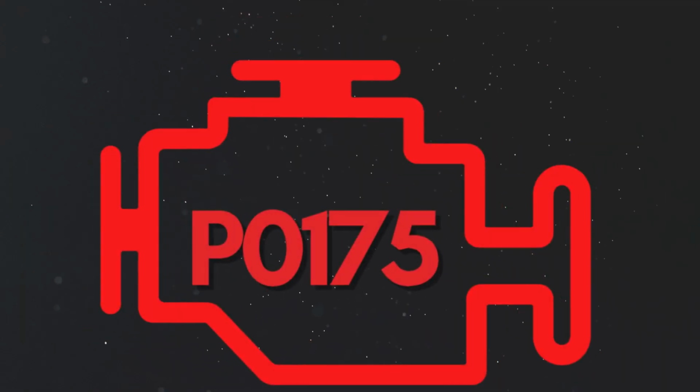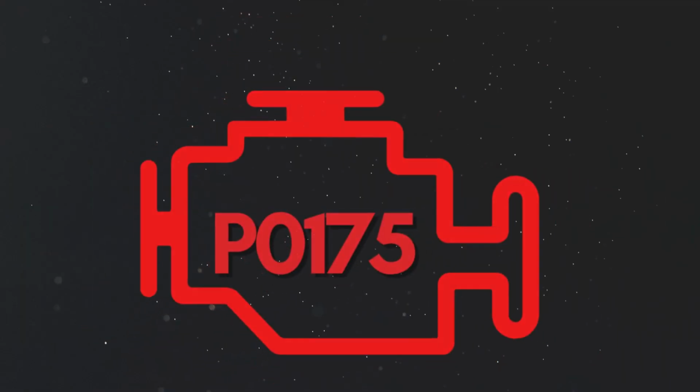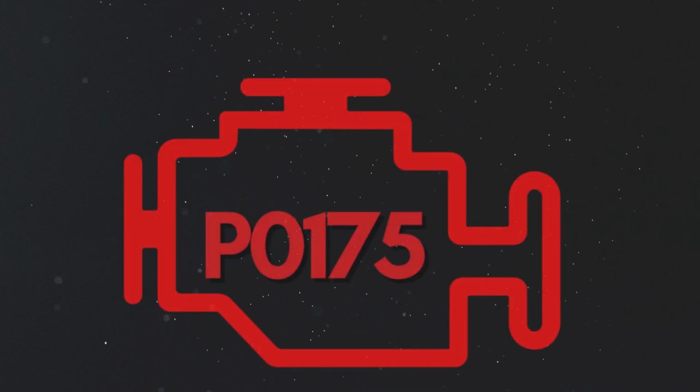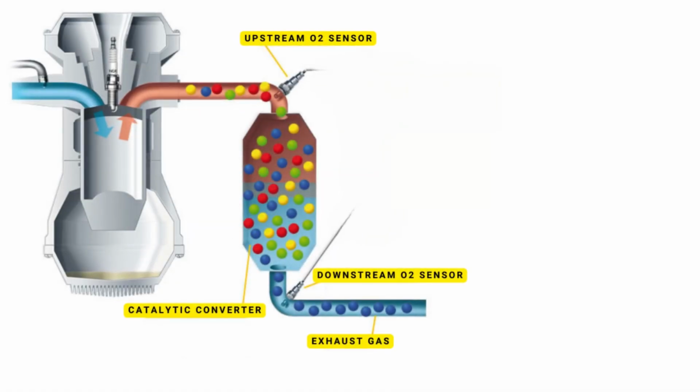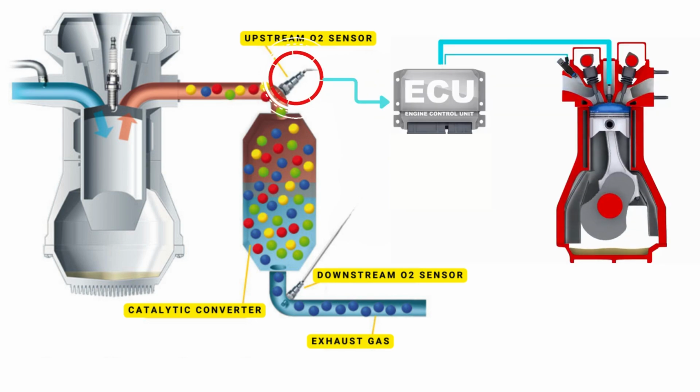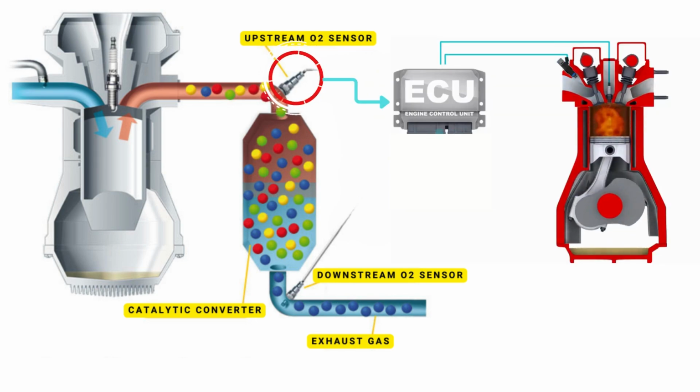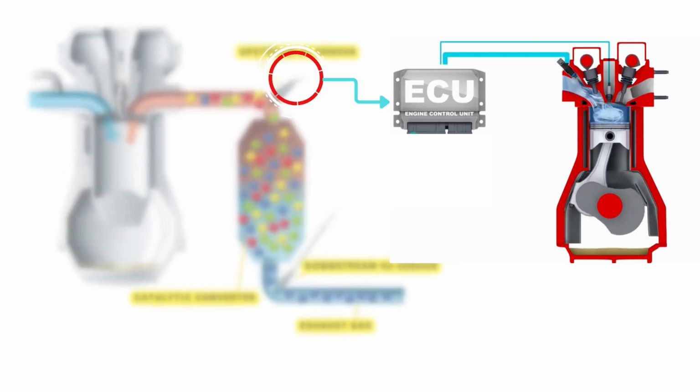Now let's dive into the details of why P0175 gets triggered. To understand this, we need to talk about how your car's engine monitors and controls the air-fuel mixture. In a fully functional system, the upstream oxygen sensor measures the amount of oxygen in the exhaust gases as they leave the engine. This real-time data helps the PCM adjust the air-fuel mixture for optimal performance.